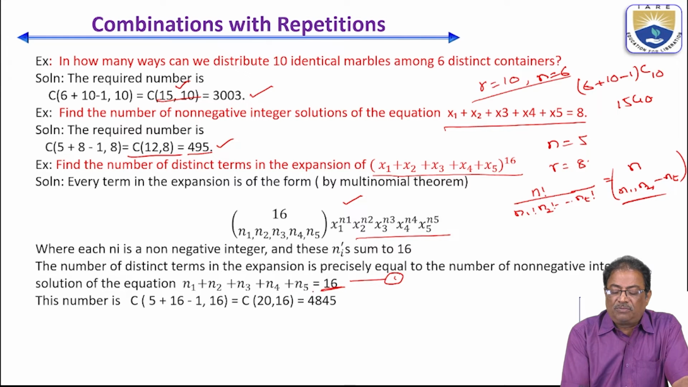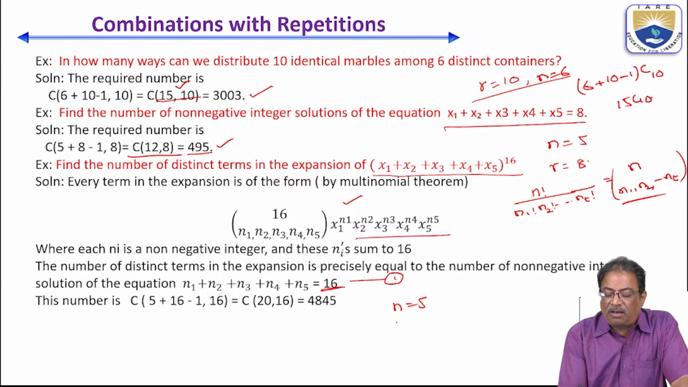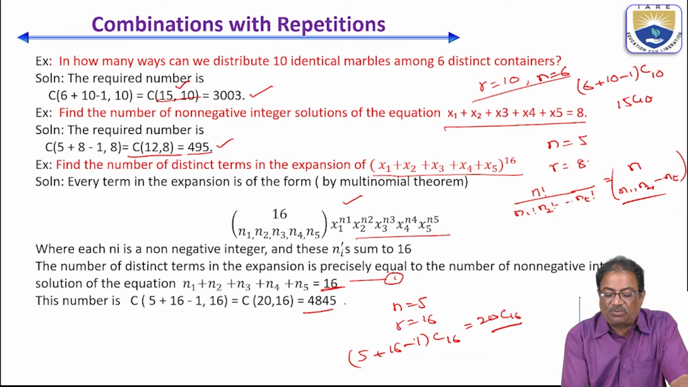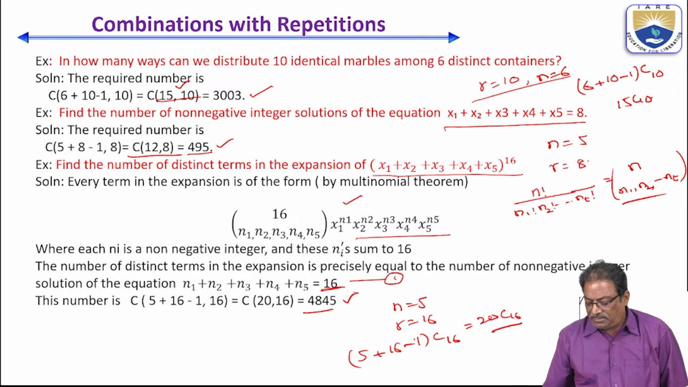So here there will be 5 variables. n is equal to 5 and r is equal to 16. Once again, n plus r minus 1 C r, that is nothing but 20 C 16, which is equal to this. So these are the direct problems related to combinations with repetitions.